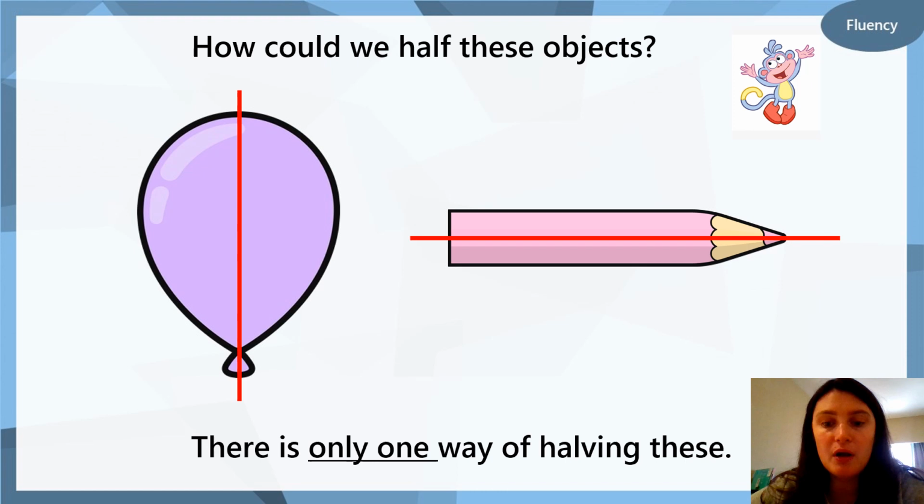There is only one way of halving these objects. So for the balloon, you can only half it down, and for the pencil, you can only half it across. If you were to half it the other way, it would not be a half.